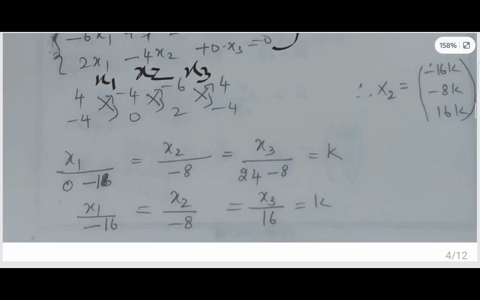So what will you get? x1 divided by minus 4 into 0, 0, and minus 4 into minus 4 it is plus 16, but by determinant of minor value it is minus 16. Then x2 divided by minus 8 minus 0, then x3 divided by 24 minus 8, which is equal to k. I calculated all, so we got minus 16, minus 8 and 16, which is equal to k.